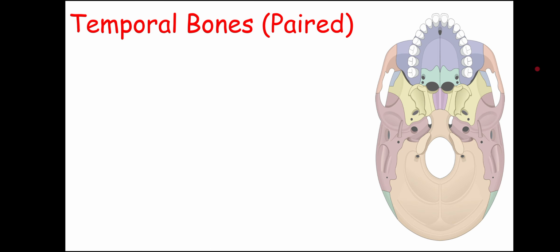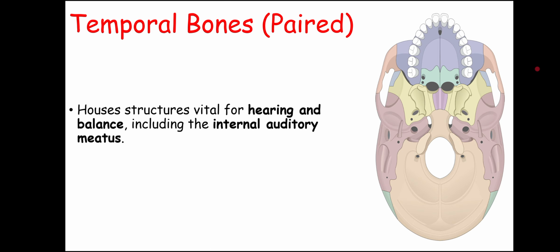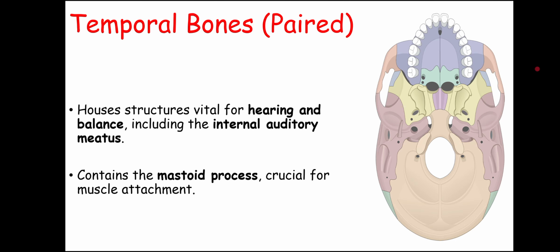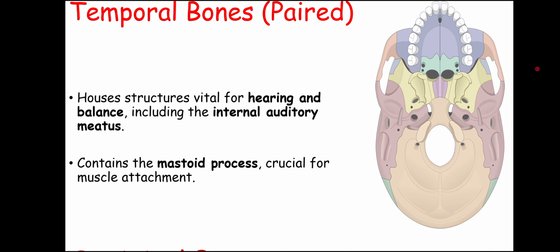Next bone we have is temporal bone, that is paired bone, and it houses structures vital for hearing and balance, including internal auditory meatus, and it contains the mastoid process that is crucial for muscle attachment.